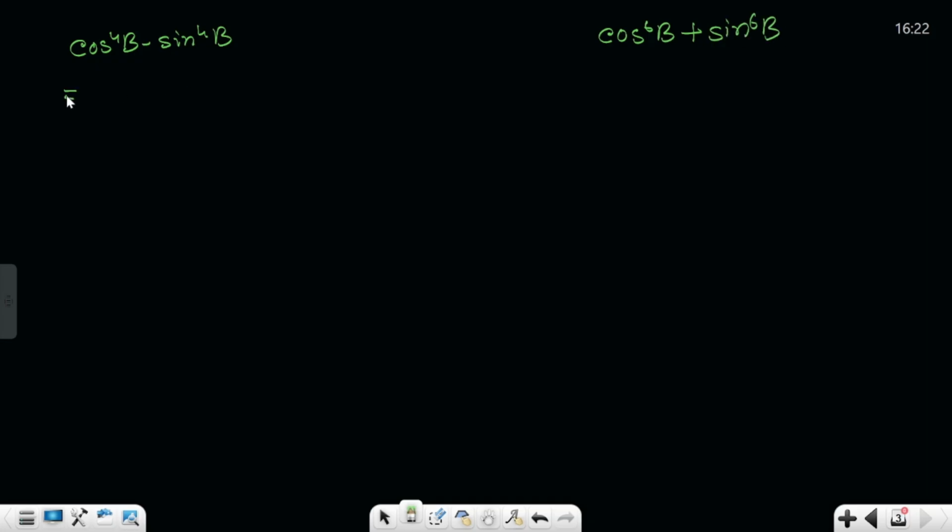Here you can see that this is actually cos square b whole square minus sin square b whole square. So we can write that as cos square b plus sin square b into cos square b minus sin square b. So cos square b plus sin square b is equal to 1. And cos square b minus sin square b is equal to cos 2b. So this will be 1 into cos 2b. So that is cos 2b.